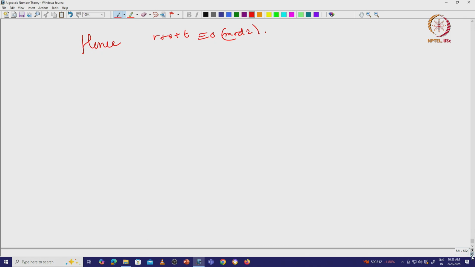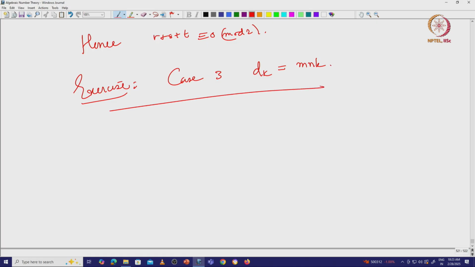So that's how you prove the last remaining case, and here is an exercise. In case 3, the discriminant is equal to M times N times K. Okay. All right. So this computation of discriminant, by the way, is not an easy exercise in these 3 cases, but you should try to do it. The other exercises are all easy.